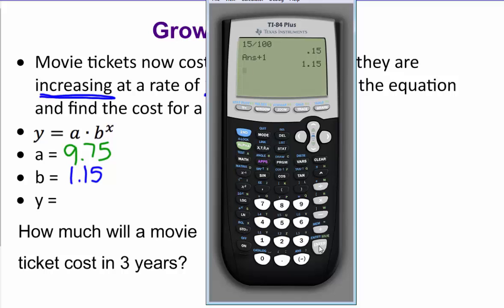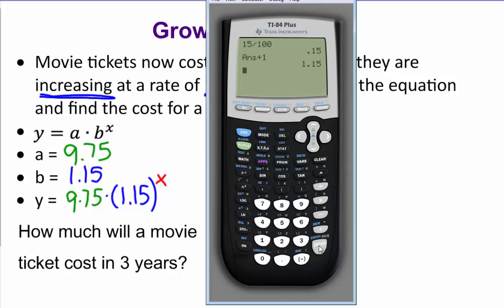Okay, and now to write our matching equation for this story problem, we are going to fill in the general form of the equation with our new values. So a value is $9.75, and then we're going to go times b, so times 1.15, and then x always is attached to your b value, or your growth or decay rate. So x goes by the 1.15. So that is our equation that matches our story problem.